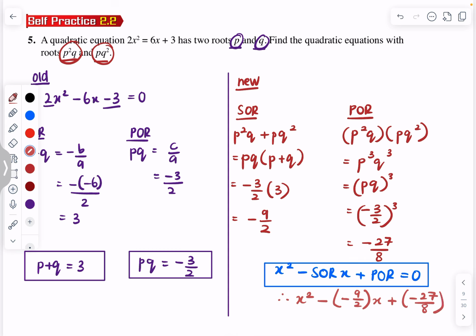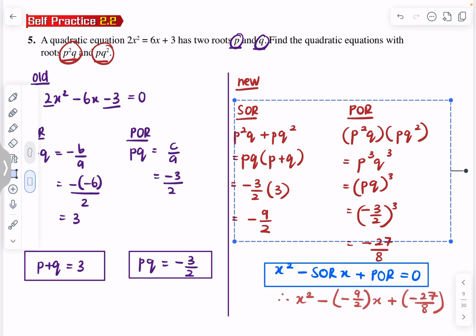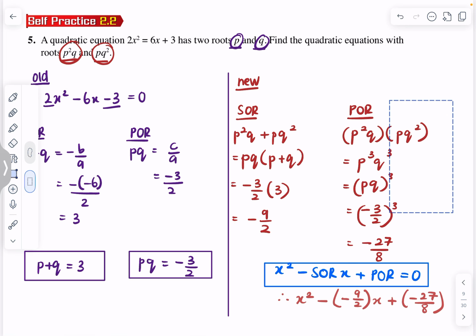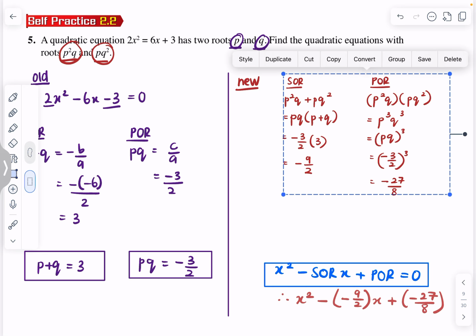Okay, not enough space here. I'll just try to make these smaller. This, make it smaller, bring it up here.